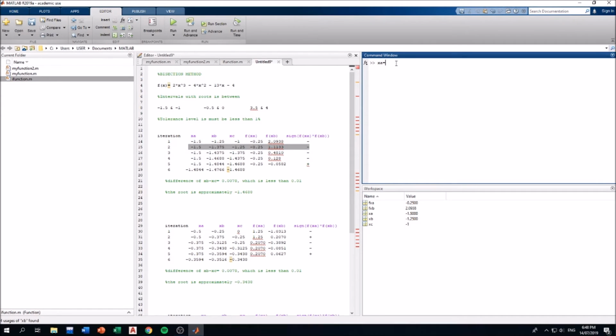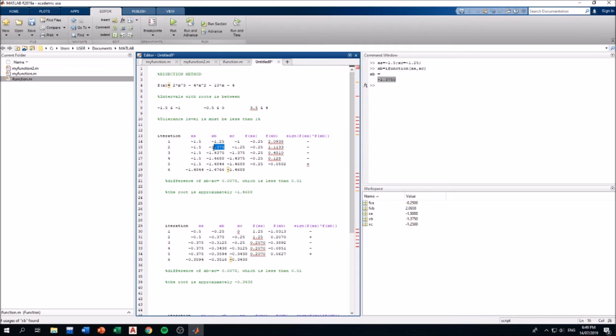Now we make use of iteration 2. X sub a equals negative 1.5 as is because of the negative sign. X sub c will now become negative 1.25 because of the negative sign in the previous iteration. Now we use the same formula for x sub b to find the middle term. Now we have it. Input. And now we will find f of x sub a and f of x sub b.